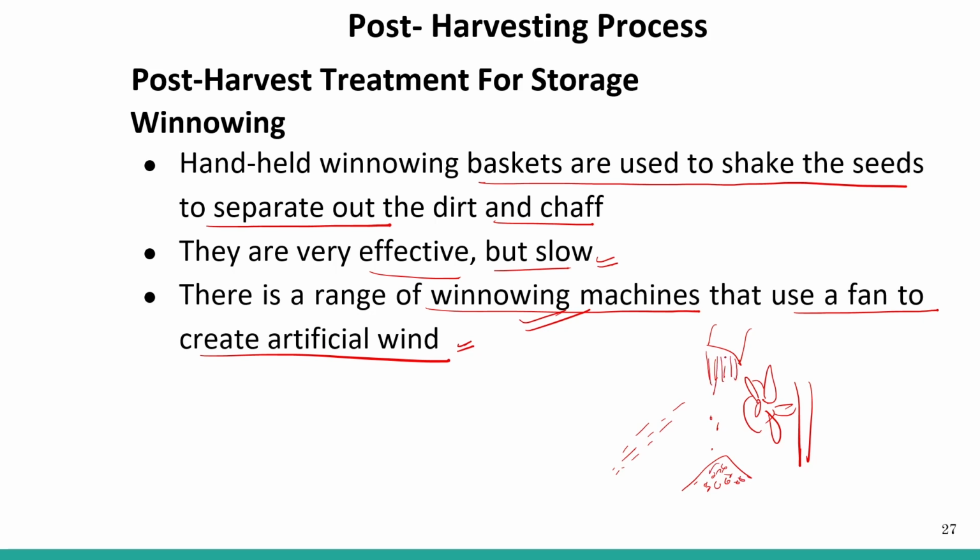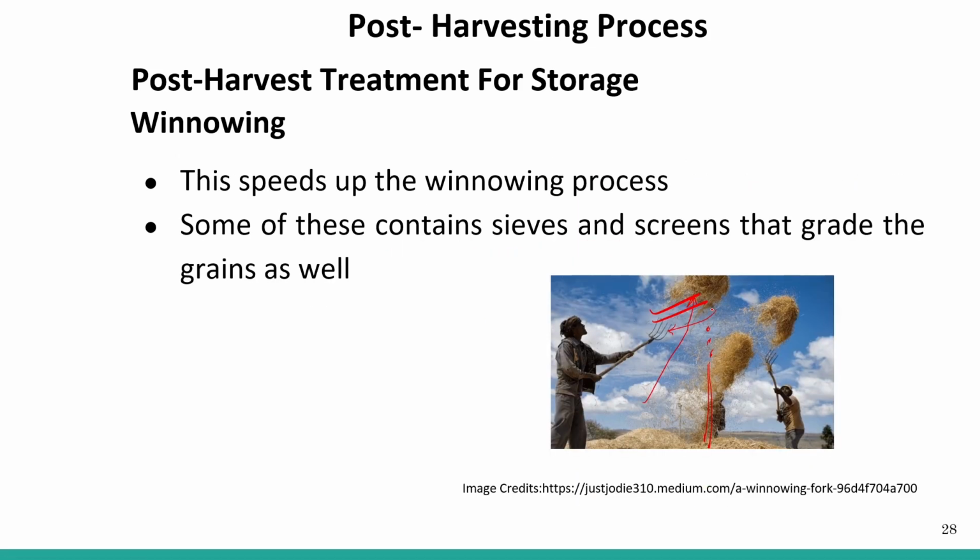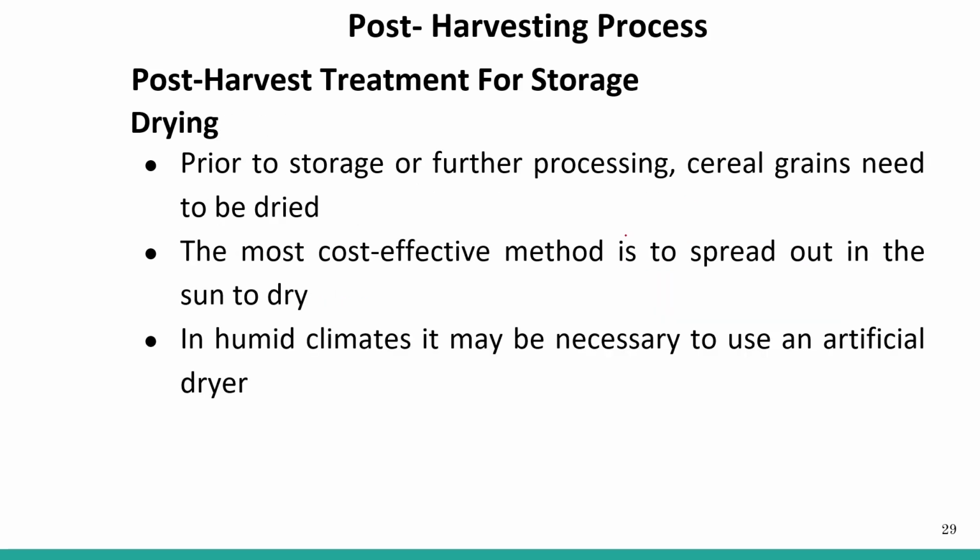So this is putting down the mixture of the chaff, hulls, and dirt, and all this chaff is deposited away from the seeds. So these are the seeds. This can also be used. This speeds up the winnowing process, and some of these contain sieves and screens that grade the grains as well. Some minute dirt is there, so that can also be sieved, and we can have a screen so that it can also be removed from the seeds.